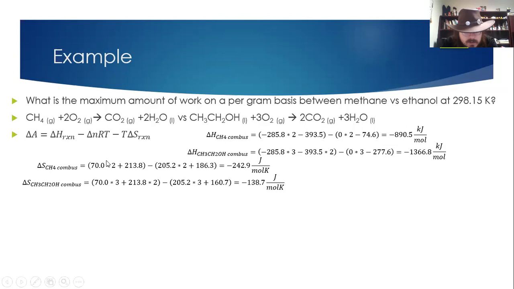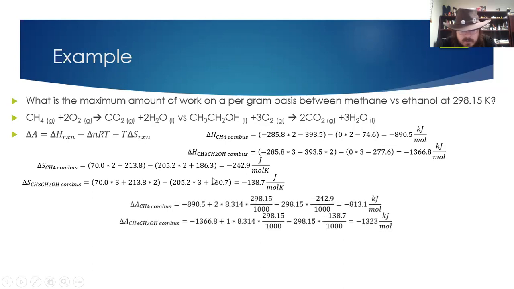So delta S, same thing. We're going to subtract those, find those numbers, and just plug these in. So you calculate that. You get that the delta A for methane is 813, and the delta A of ethanol is -320.1323, but that's per mole.